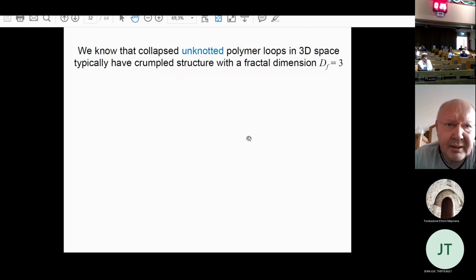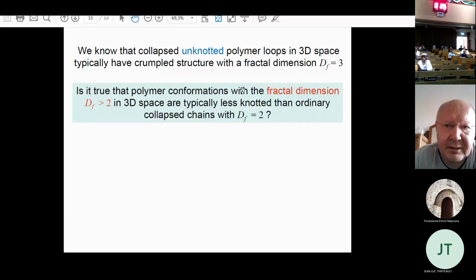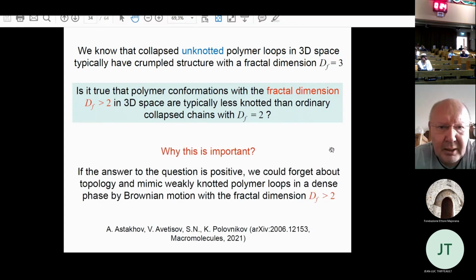Why is this important? I repeat again: we know that the collapsed unknotted polymer in 3D has a fractal dimension 3. Now we revert this question and ask, if the fractal dimension is higher than 2, for instance 3, is the corresponding path less knotted than the ordinary chain with fractal dimension 2? And why is this important? Playing with topology is a very difficult question, especially analytically, because you should use non-commutative invariants at least, and also if you compute the topological invariant numerically, you cannot go very far for very long chains.